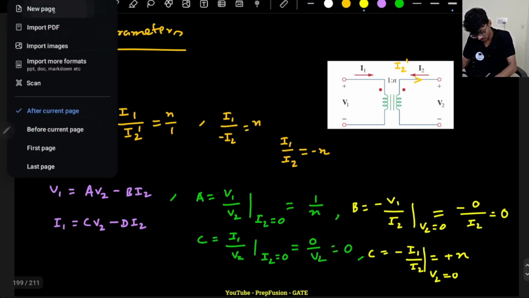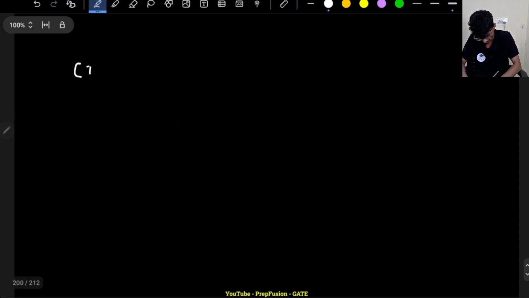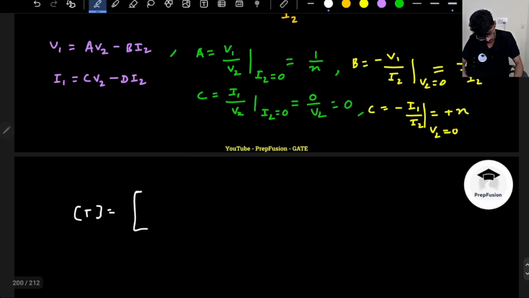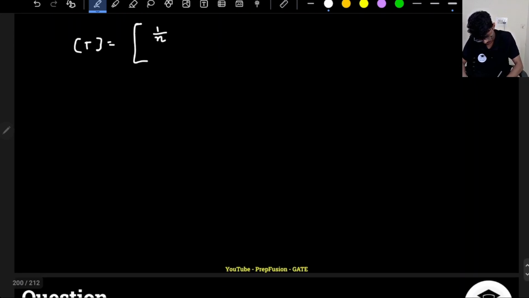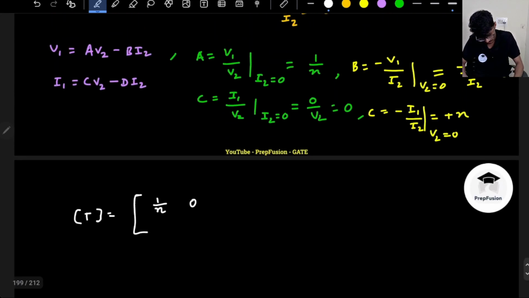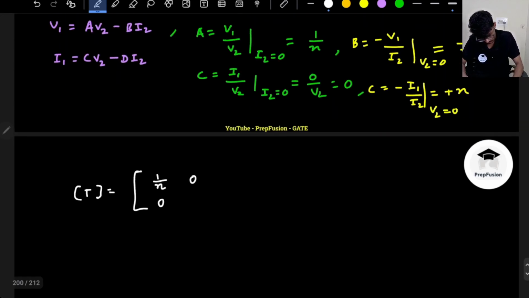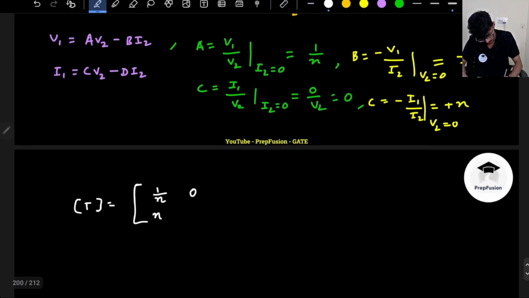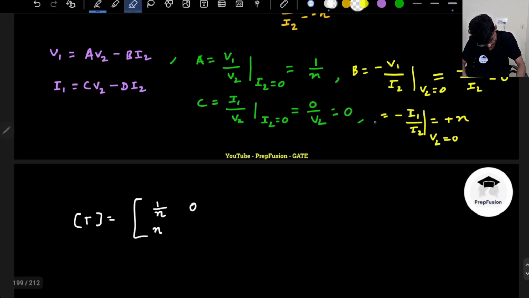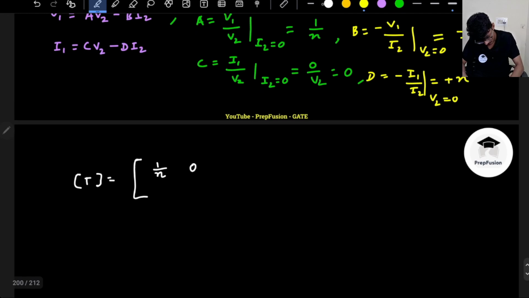So if I write down the ABCD matrix of the transformer, A is 1 by n, B is 0, and C is 0. Sorry, hold on a second. I made a mistake. This is not C, this is D. C is 0 only, and D is n.